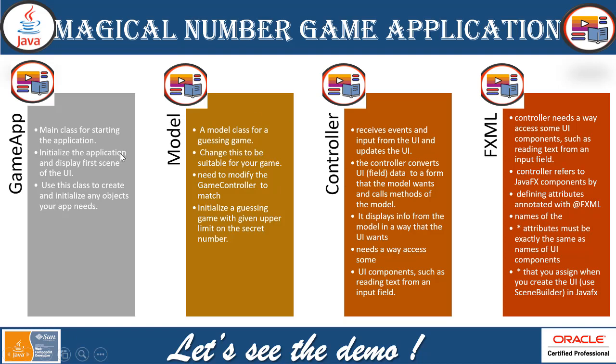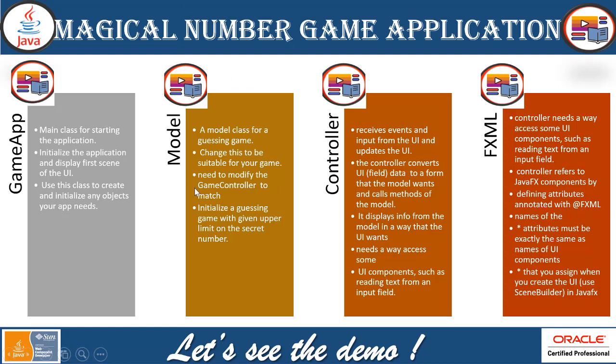Game app is the main class for starting the application, which initializes the application and displays the first scene of the user interface. Use this class to create and initialize any objects your application needs. Model will have a guessing game layout, and you change this to be suitable for your game. So basically we need to modify the game controller to match. Whenever we make any changes in the model, since the controller is dependent on the model and the game app main class, it will be changed accordingly.